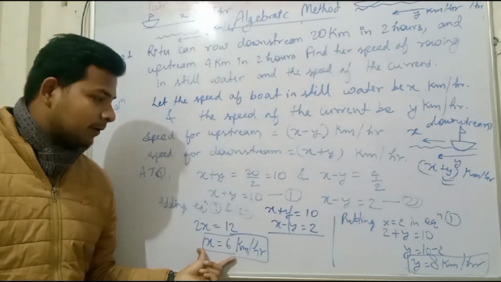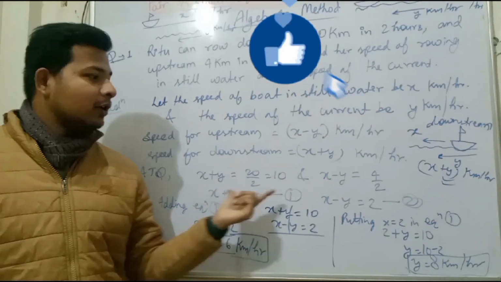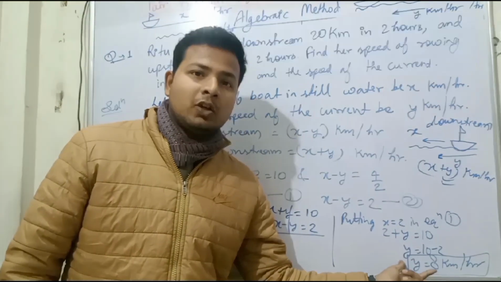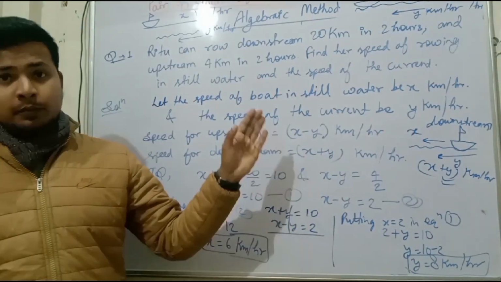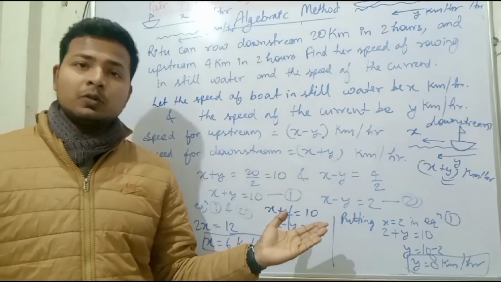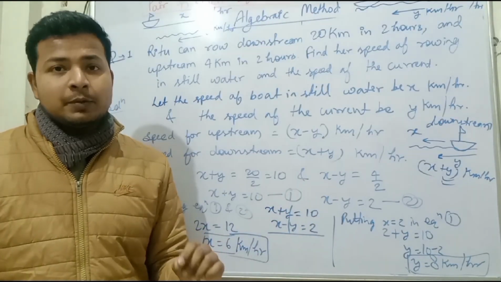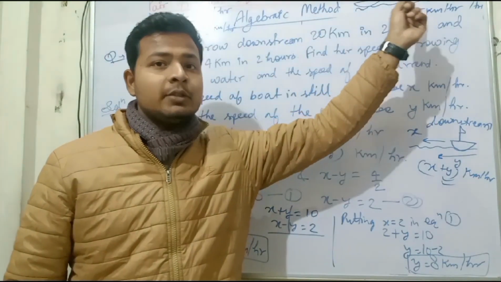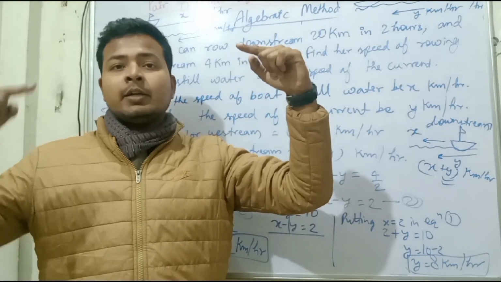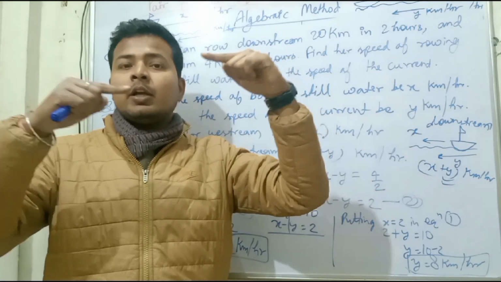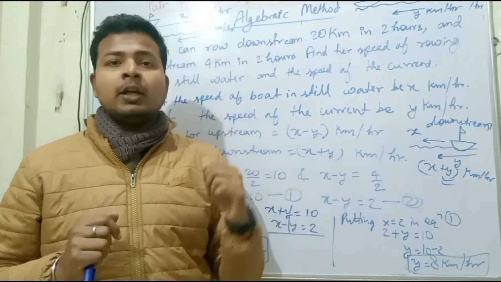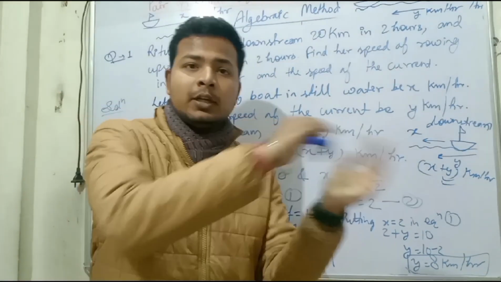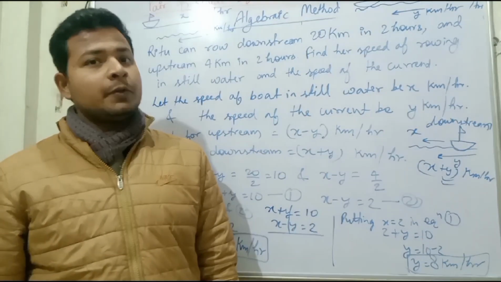If you take the value of x equals 6 and put this in either equation number 1 or 2, you will get the value of y as 4 km per hour. I hope this solution is clear to all of you. Let me specify one more time that this question is very important. The meaning of upstream is that the boat and current are flowing in the opposite direction, and in the case of downstream, the boat and the stream flow in the same direction. I hope this is clear to all of you.